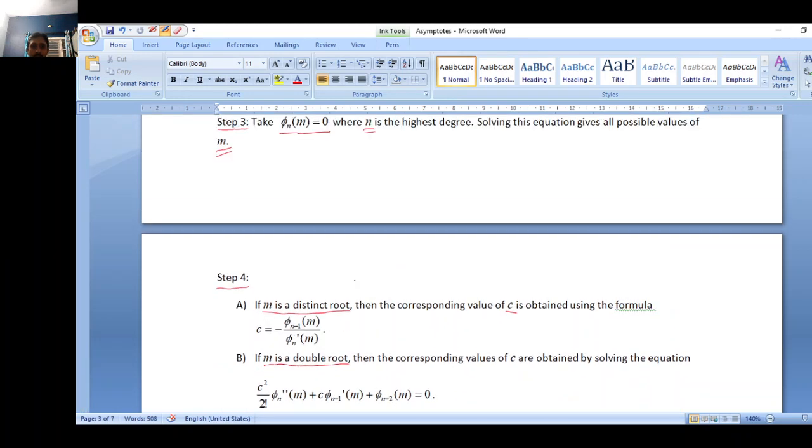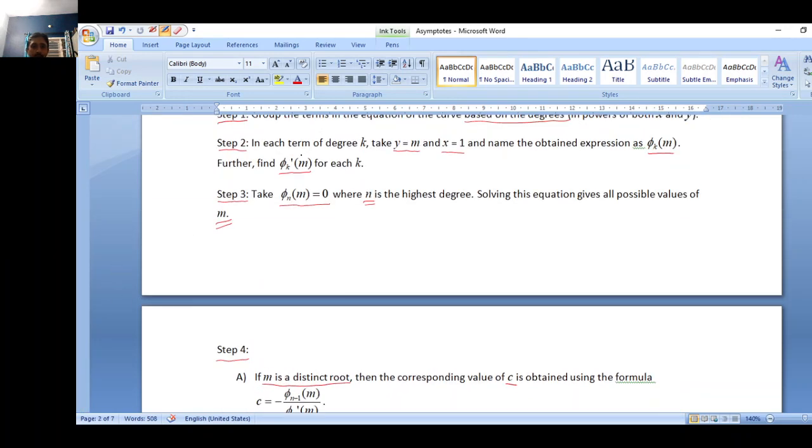Second step would be for each term of degree k, find out phi k of m. That we have done. Now what next? The next step will be to take phi n of m equals 0, where n is the highest degree, and solve it.